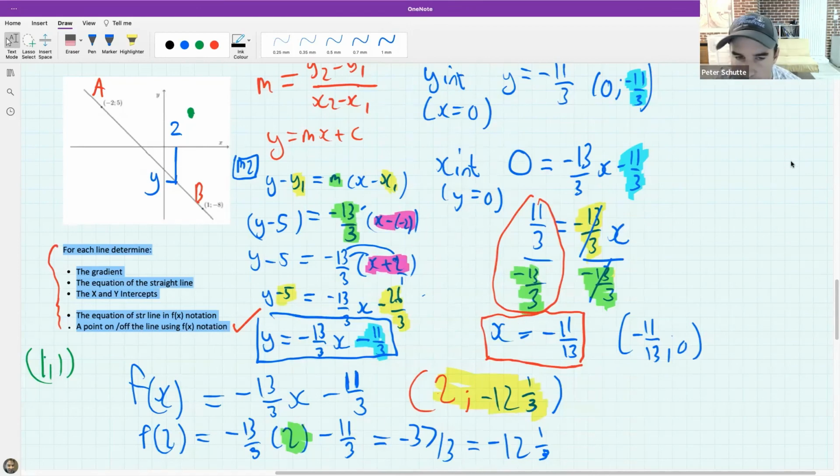Sihao, I see your hand is up. Can I help you before we finish off? Yes, sir. Oh, never mind. So I thought it was negative 27/3. I wanted to ask if we could write it as -9 instead of -12 1/3. I didn't see that it was 37. Yeah. Cool. Fantastic.